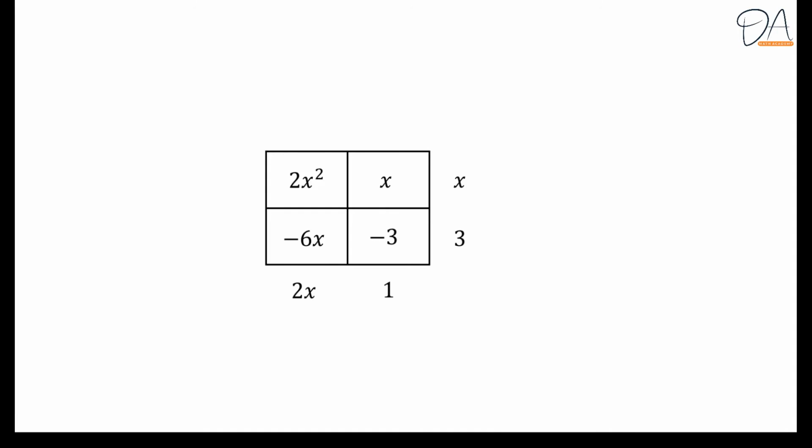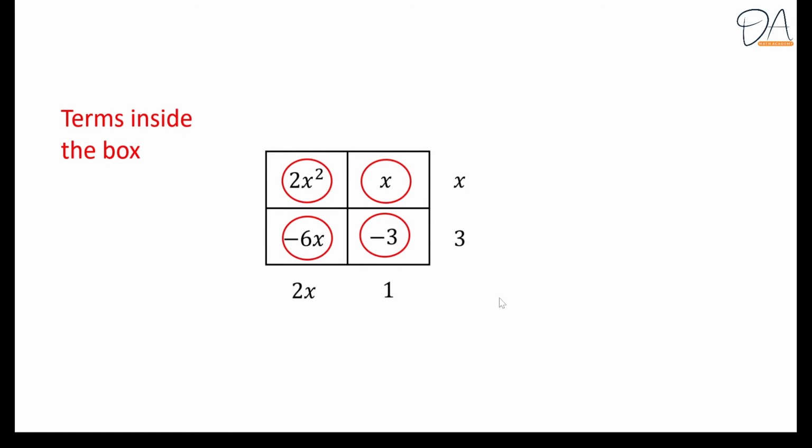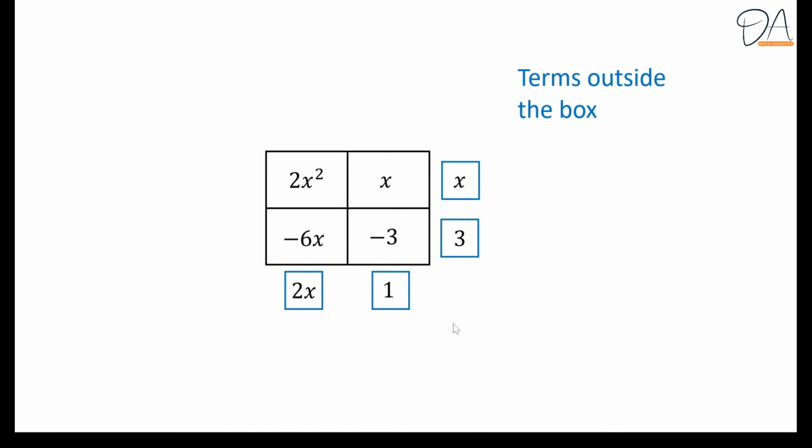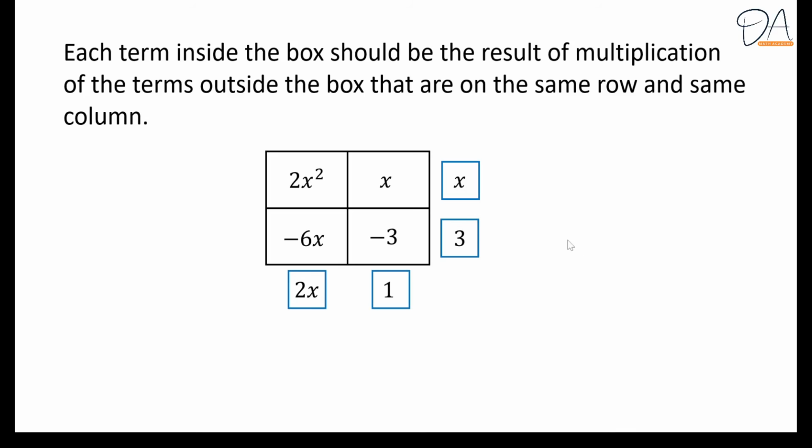Okay, let me take a quick detour here to explain to you how we're gonna fix the sign. So we already reached this point where we have terms inside the box, and these are essentially coming from the original quadratic equation. And we also get these terms outside the box, which we get by looking for common factors between the terms in each column and in each row. Now, if we did everything correctly, we should be able to get any term inside the box by multiplying the terms outside that are on the same row and on the same column.